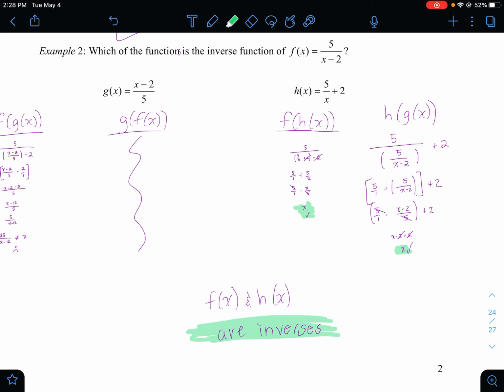All right, so that's your whole lesson today, just determining if functions are inverses.